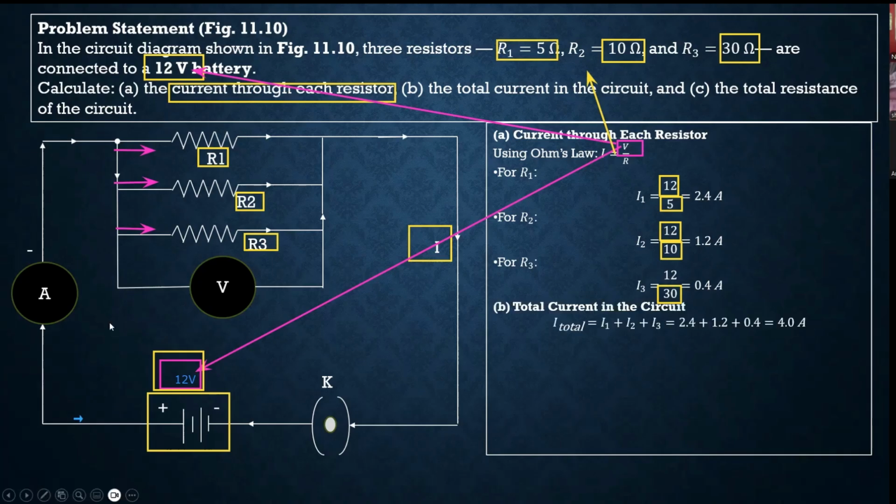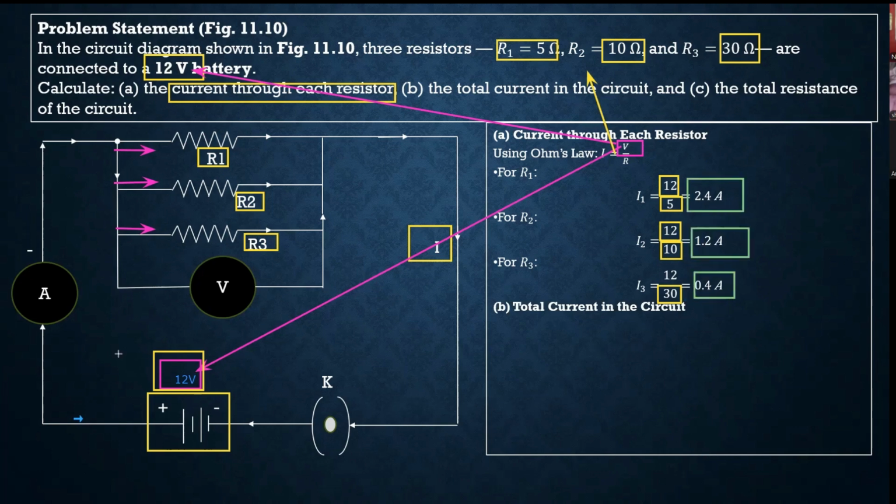So total current in the circuit will be the addition. It will be the addition of all the current, right? You will add up all the current: 2.4, 1.2 and 0.4, you will add up.